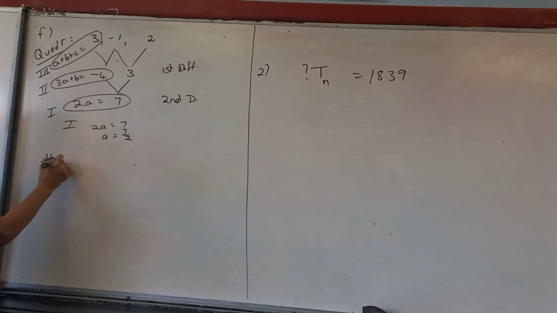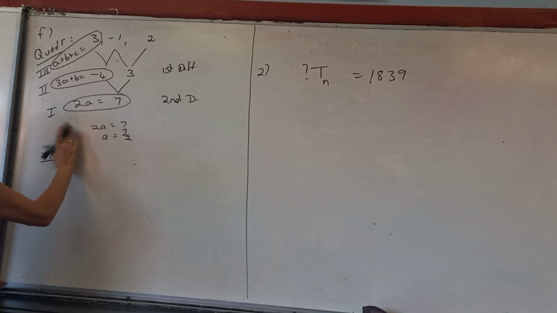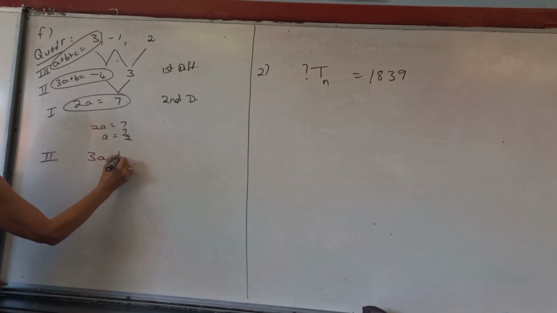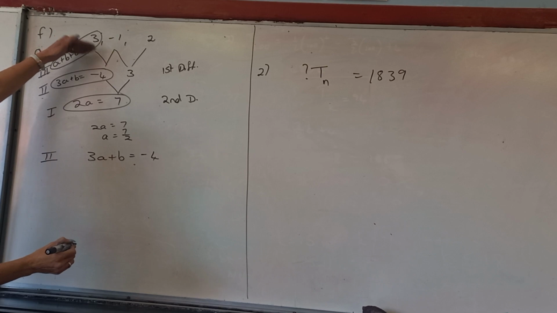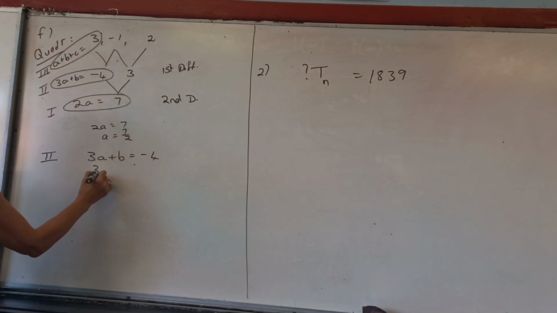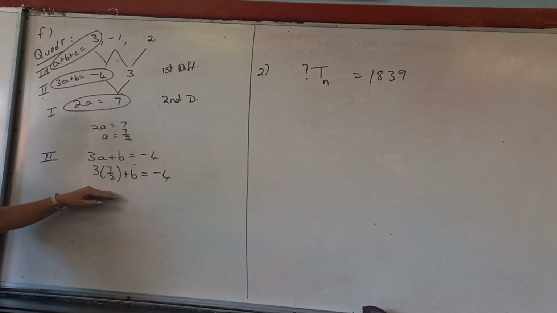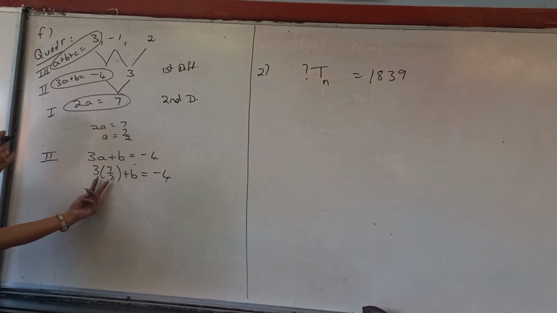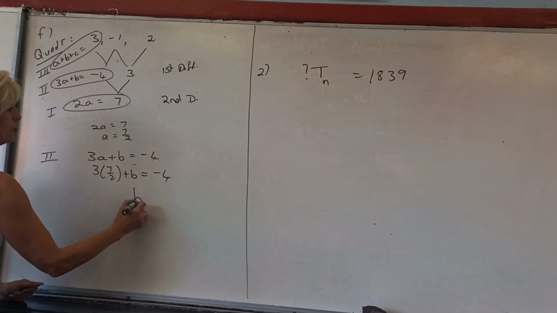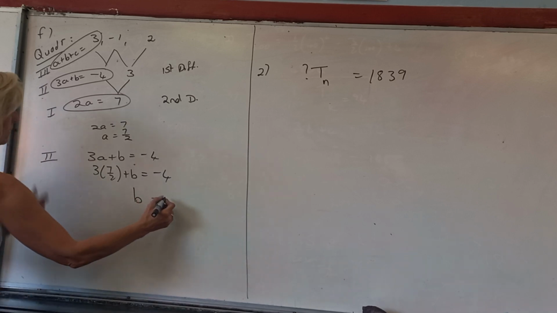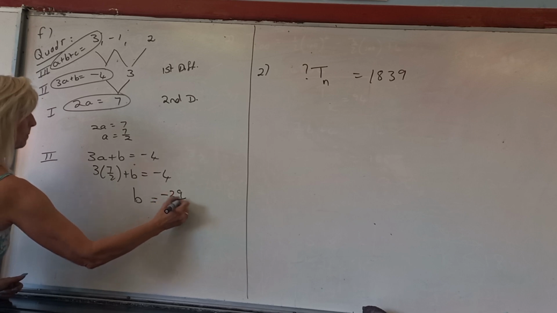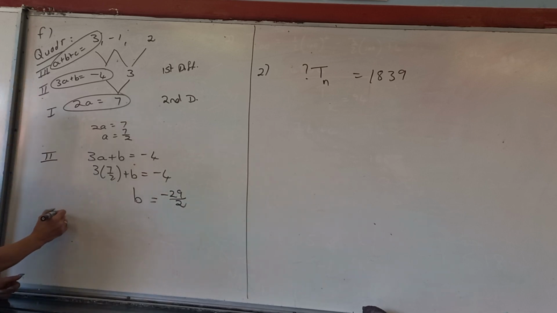7/2. Step number 2, 3a plus b is equal to -4. Remember the first one. 3 times 7/2 plus b. Please remember that this is multiplication. This is not 3 and 7/2. And then you'll get your answer of, how much is that? -29/2. Okay, just double check yourself always.